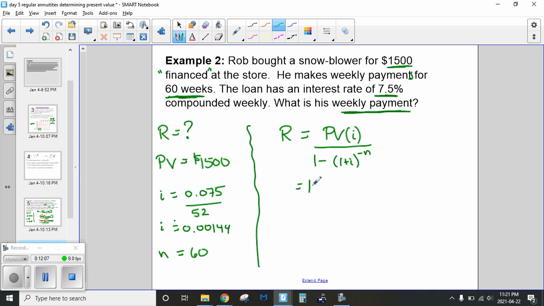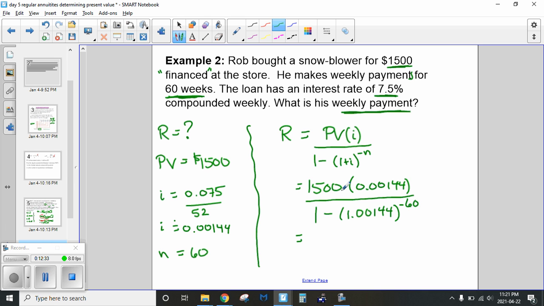Substituting all the known values, 1,500 times 0.00144, divided by 1 minus 1.00144 to the negative 60. Again, careful to make sure we're using a negative exponent. That's important.